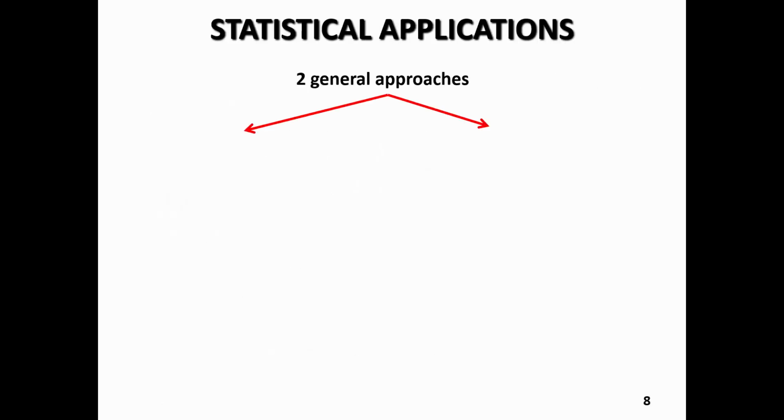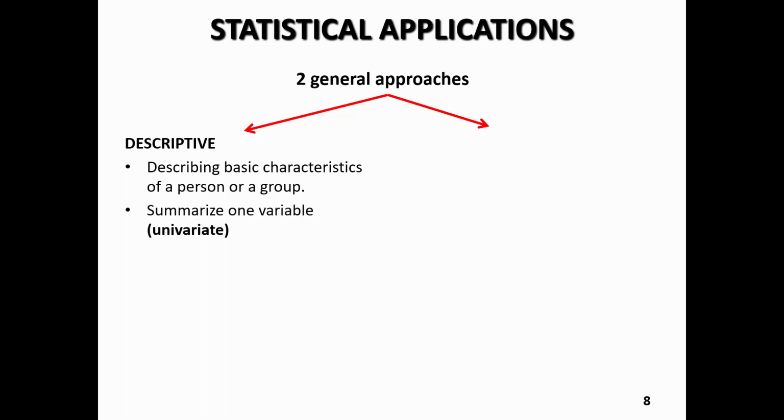In terms of statistical applications, there are two general approaches that are used to begin the process of answering these research questions. The first approach is descriptive in nature. And so descriptive statistics basically just describes the basic characteristics of a person or a group. And so data can be summarized on one variable. If it is, that is typically referred to as univariate. And some of these statistics include the average, the standard deviation, or the median.